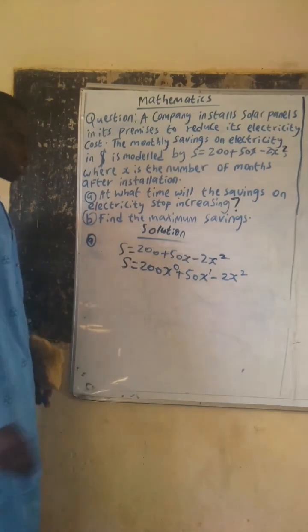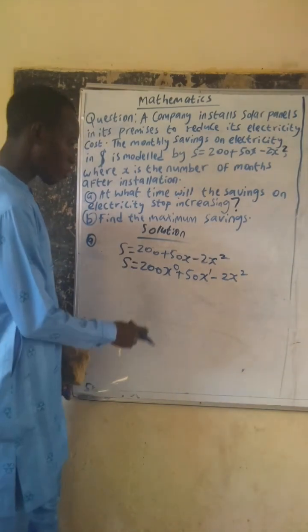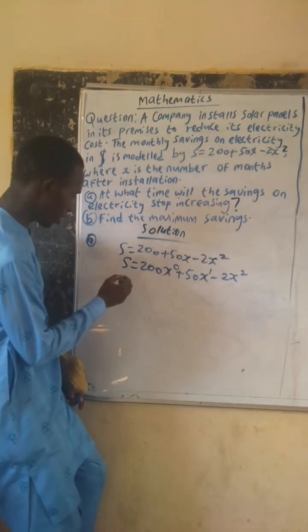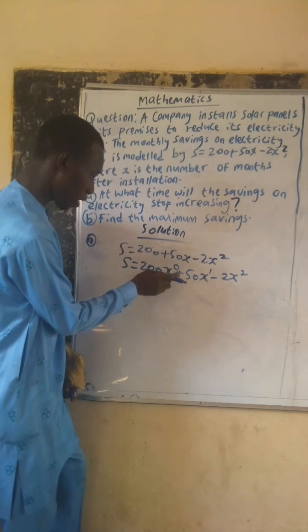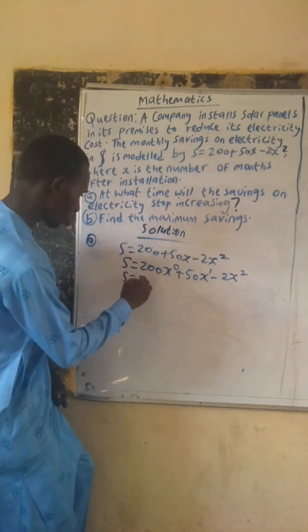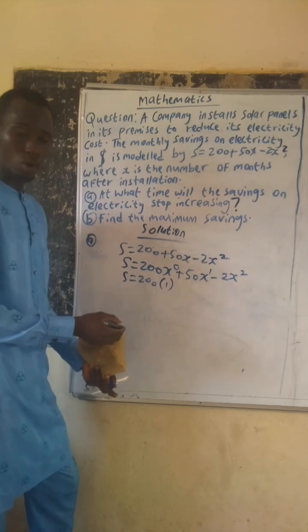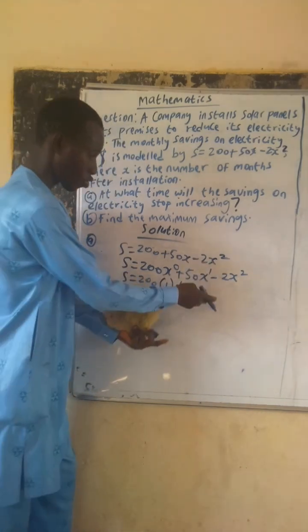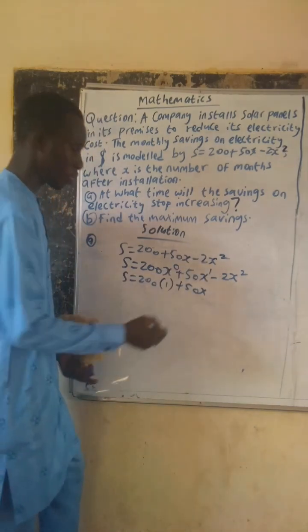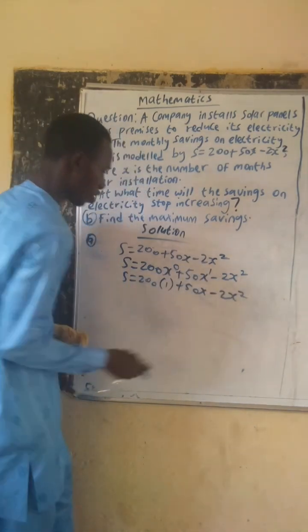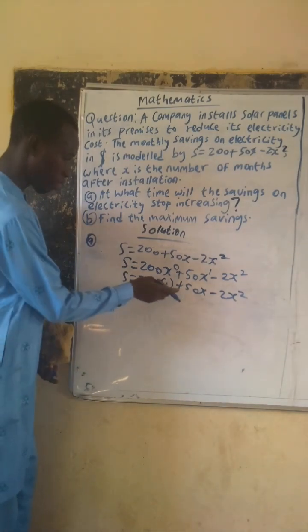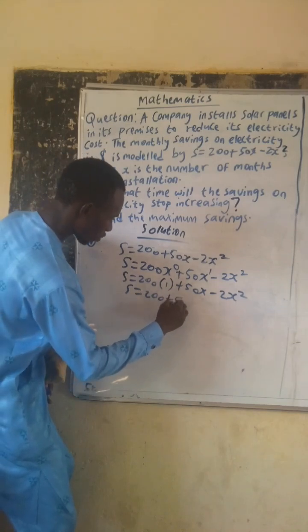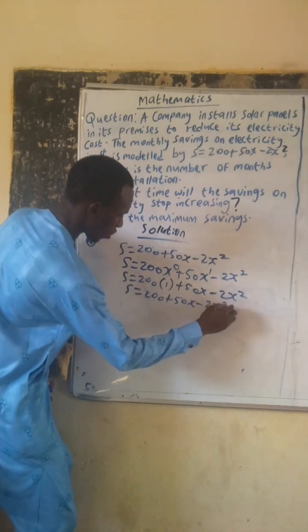This equation is the same thing as this, because this x raised to power 0, and anything raised to power 0 is 1. So S equals 200 multiplied by 1 plus 50x. This x raised to 1 is the same thing as x, because x multiplies itself one time. Minus 2x squared. And 200 multiplied by 1 gives 200. S equals 200 plus 50x minus 2x squared.